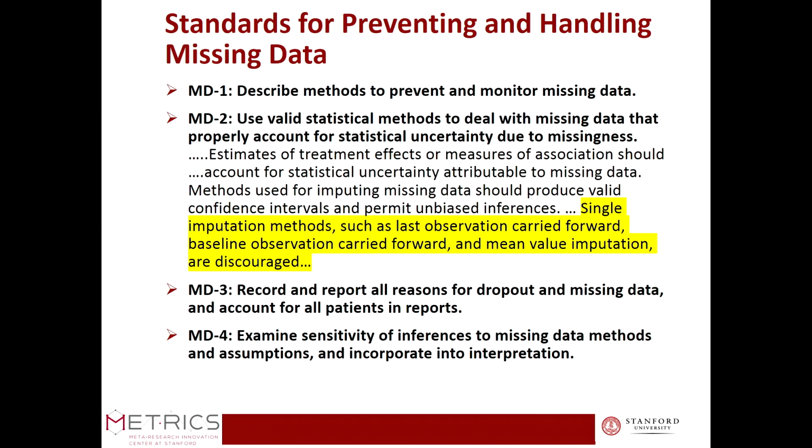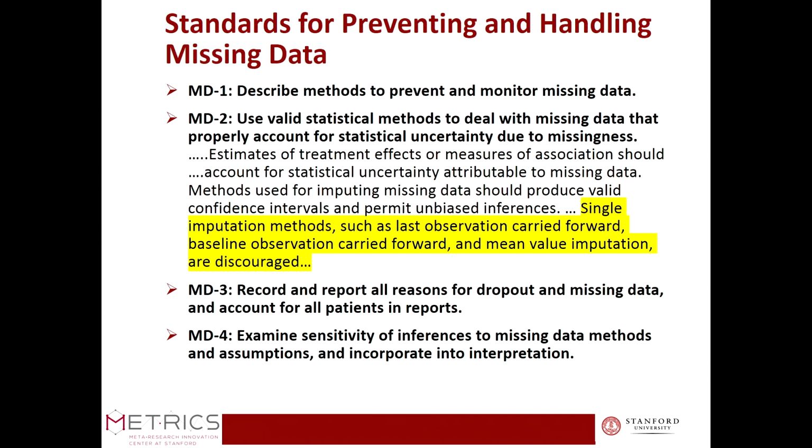Missing data 2. Now, here I'm going to show you a little of the detail. This is the only one I'm going to show you. Use valid statistical methods to deal with missing data that properly account for statistical uncertainty due to missingness. Estimates, I'll just read the highlighted. Methods used for imputing missing data should produce valid confidence intervals and permit unbiased inferences. Single imputation methods such as last observation carried forward, baseline observation carried forward, and mean value imputation are discouraged.